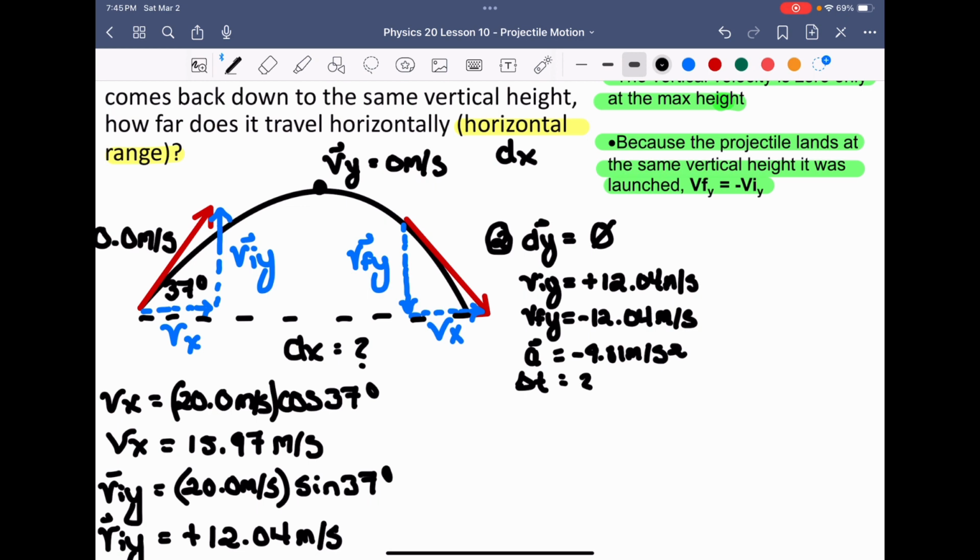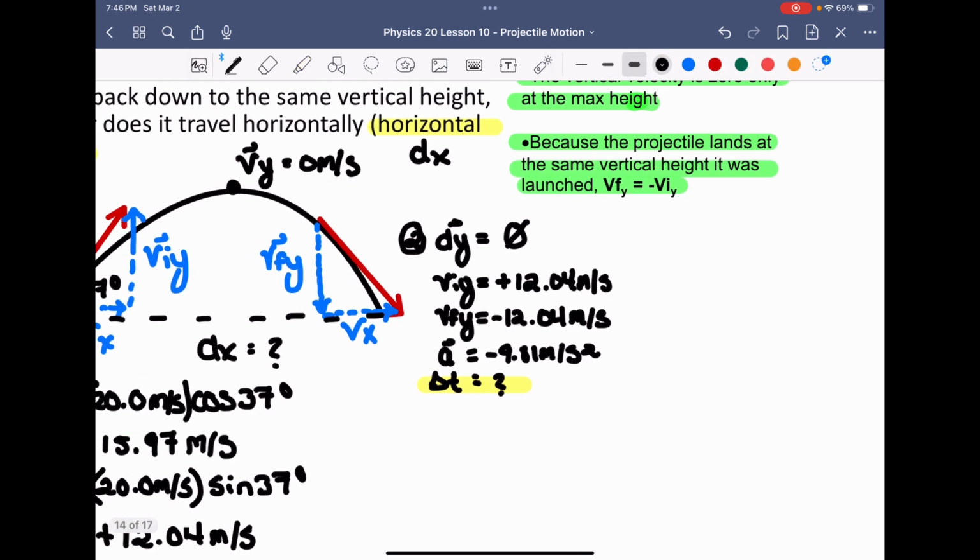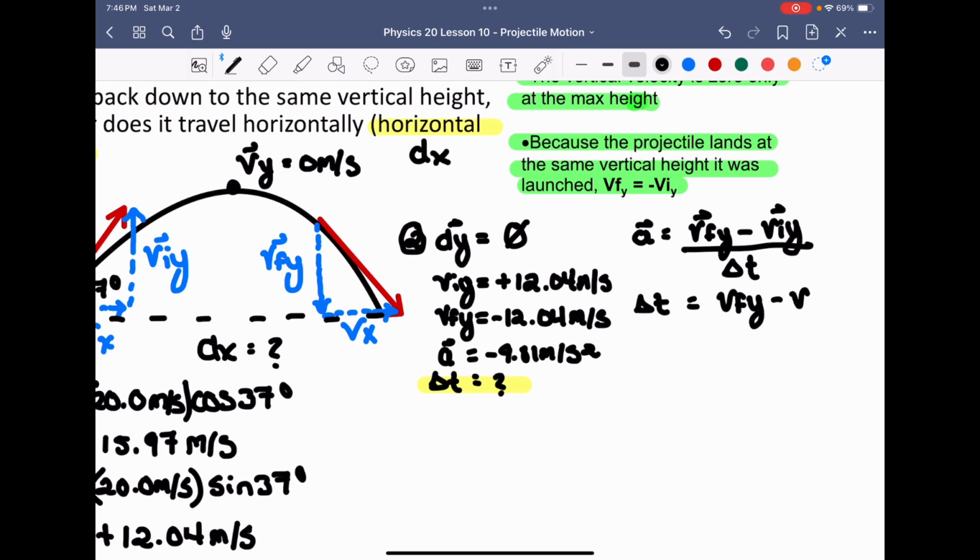And then the change in time, again, I always like to highlight this one because it has a huge implication on how we solve the rest of this problem. Now, the equation we're going to use in order to solve for time is acceleration equals VFY minus VIY divided by the change in time. Now, I'm going to swap the change in time with acceleration, so change in time equals VFY minus VIY, and then divided by the acceleration.